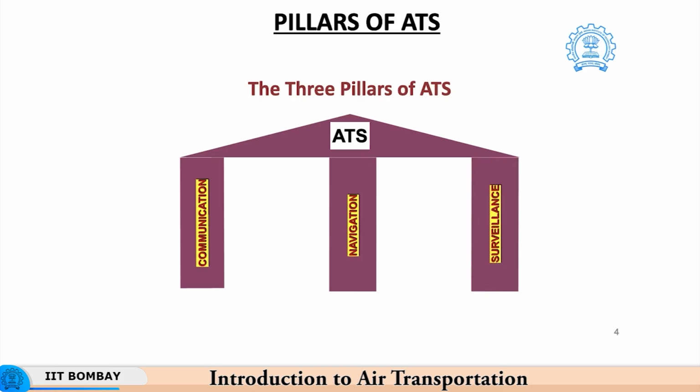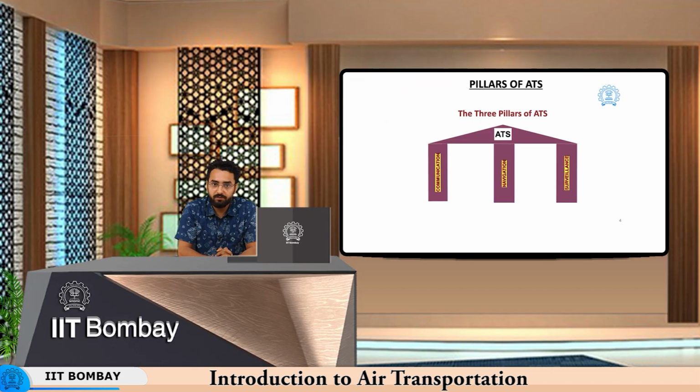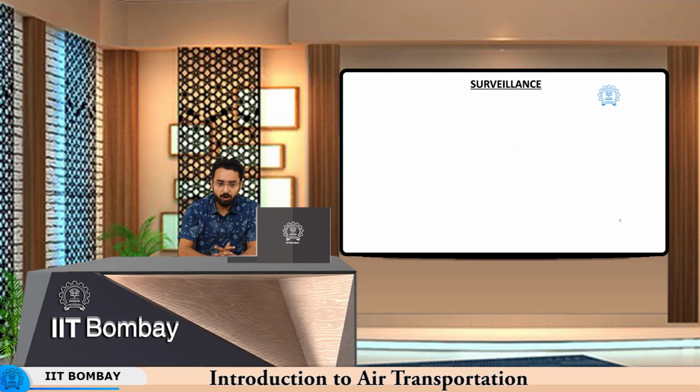The third pillar associated with efficient ATS is called surveillance. We have covered the topic on navigation in the previous slide, and this presentation will begin by covering the third pillar, that is surveillance. So, what is surveillance? Surveillance is a way by which the air traffic controllers can actually monitor the aircraft within the vicinity of the airport, as well as on course, as well as across different airspaces.